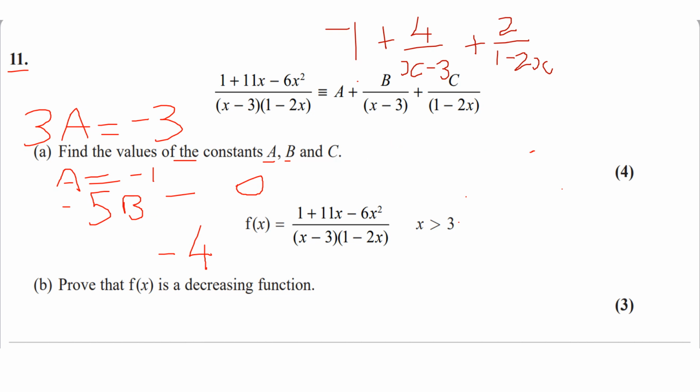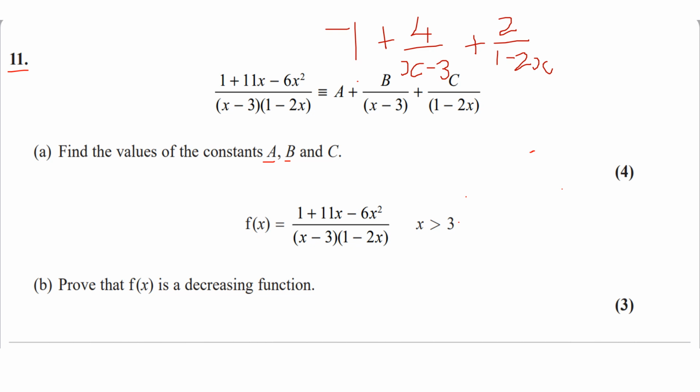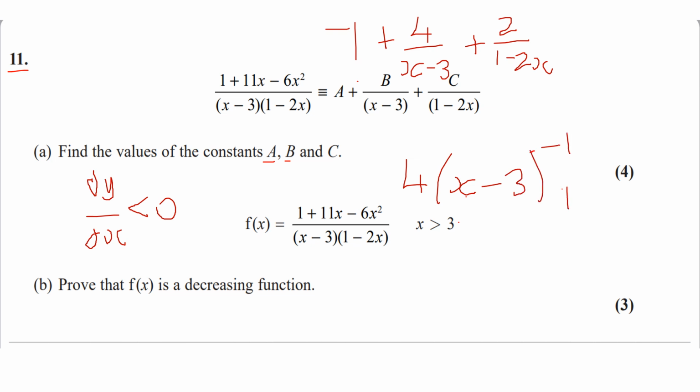Now, what about part B? Part B says prove that f of x is a decreasing function. That's when we find the derivative of this function and then show that the derivative of the function is less than 0. So we solve the inequality when the first derivative, f dash of x or dy by dx, is less than 0. So we're going to differentiate this. Minus 1 obviously goes to 0, and I'm going to rewrite this as 4 brackets x minus 3 to the power of minus 1, plus 2 lots of 1 minus 2x to the power of minus 2.